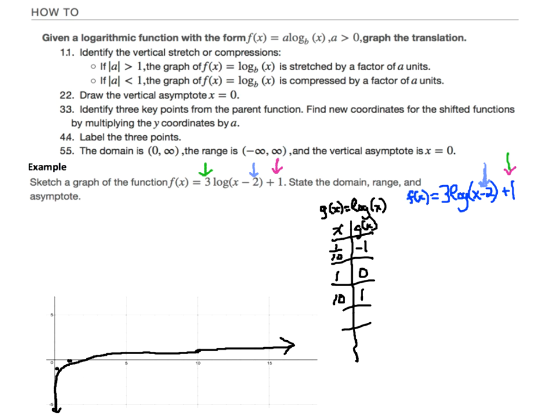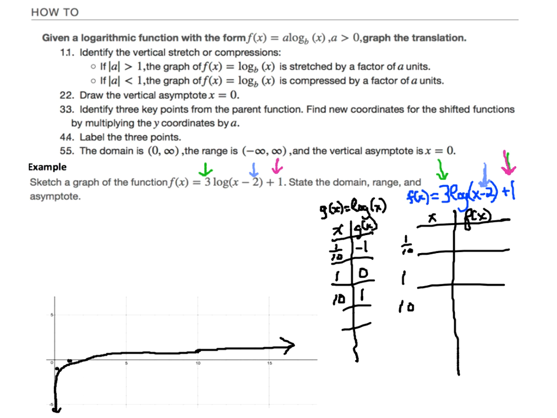I will multiply by 3, and then add 1 to each of my outputs to get to my transformed function. So, start with my table here. F of x. Okay, so 1, 2, 3. I start with 1/10, 1, and 10, and here I start with negative 1, 0, and 1.